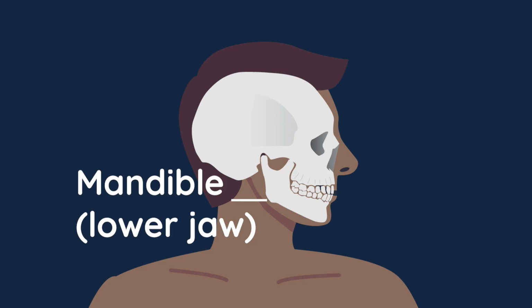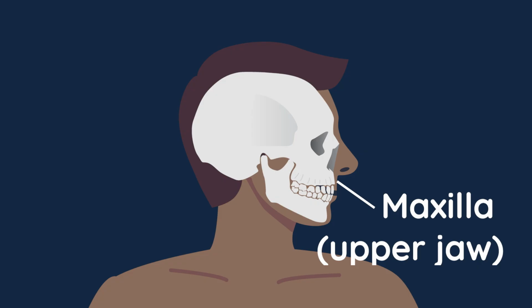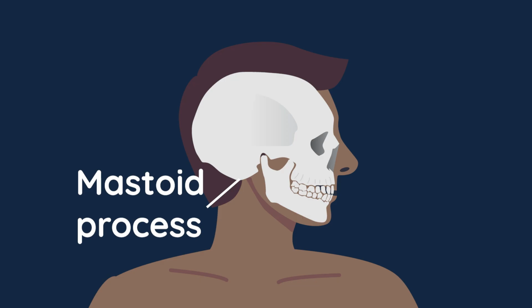The mandible, or the lower jaw, is the anatomical landmark for the chin EMG. The maxilla is the upper jaw. This supports upper teeth and the nasal cavity. The mastoid process behind the ear is used for reference electrodes, including M1 and M2, or alternatively A1 and A2.